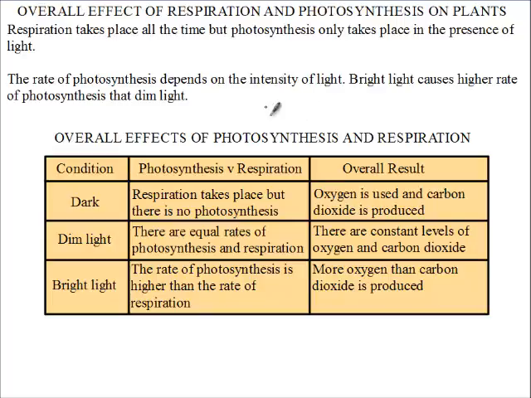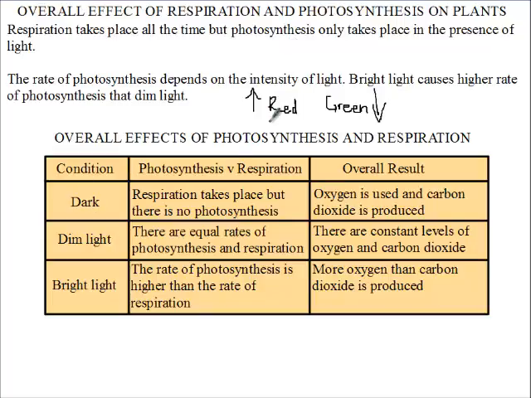Last time we said that photosynthesis is highest in red light. When the light is red, photosynthesis is highest. But when the light is green, the rate of photosynthesis is lowest. So highest is in red light, lowest in green light. Now the intensity of light determines how high the rate of photosynthesis will be.